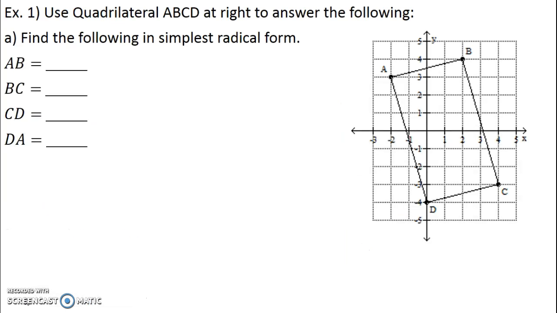So looking at the first example, it's already graphed out for you. A lot of times graph paper will make this a little bit easier to go through. But the first part says, find the following in simplest radical form, and it just says AB. We've done this before where it just says find AB. We're wanting you to find the length of that segment.